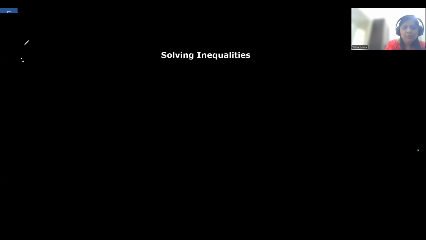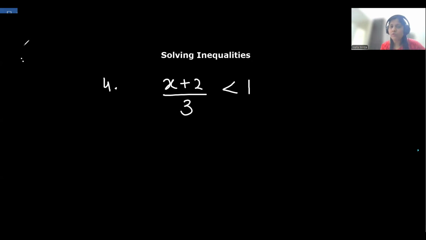Question number 4. You are given (x + 2) divided by 3 is less than 1. Right? So in this question, most of the students make a mistake. See, here it is whole divided by 3. So first you have to get rid of this 3 and then you will get rid of this plus 2.